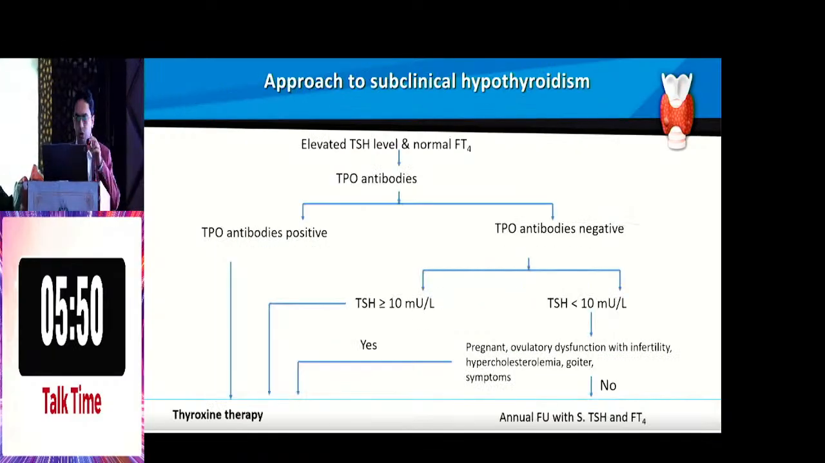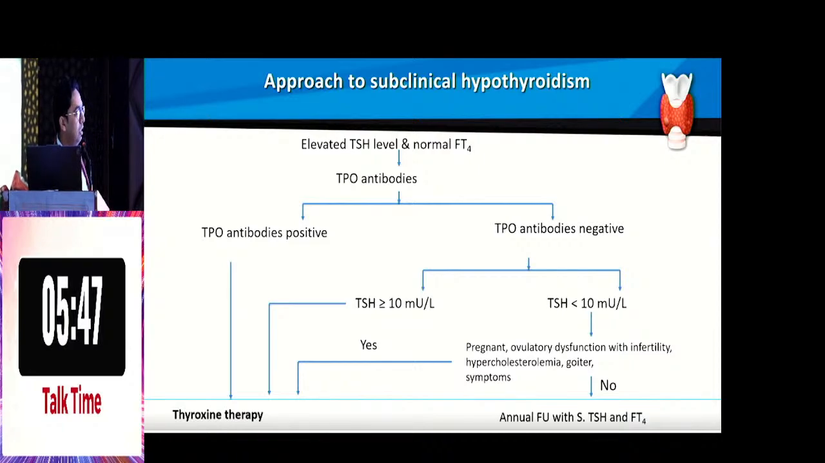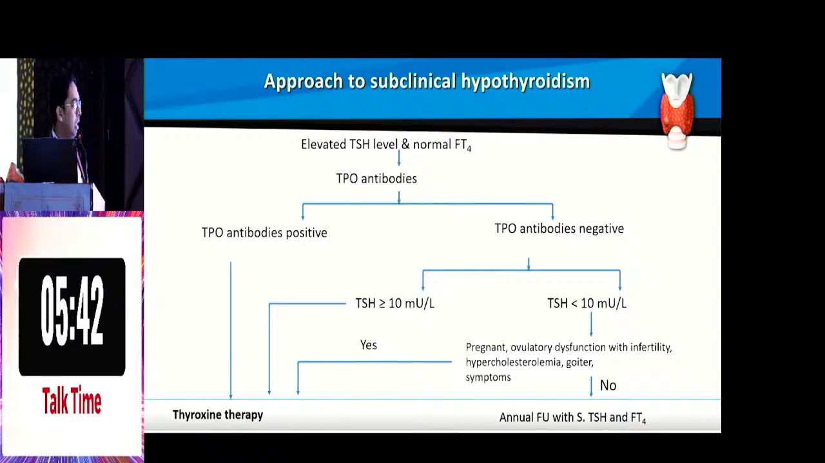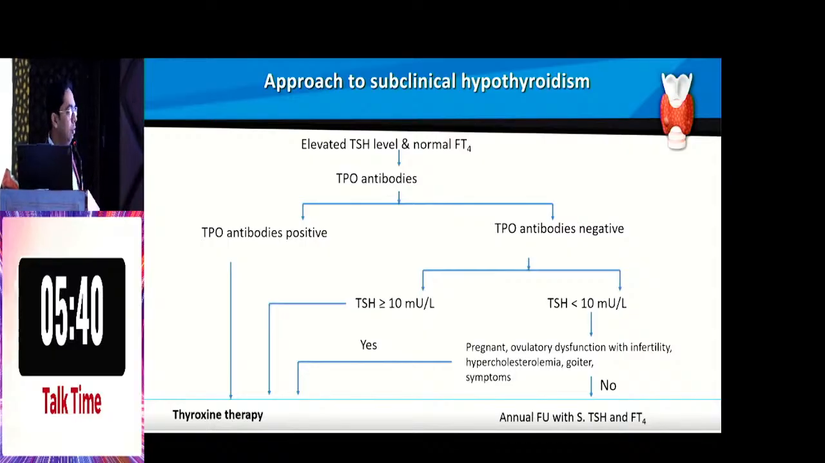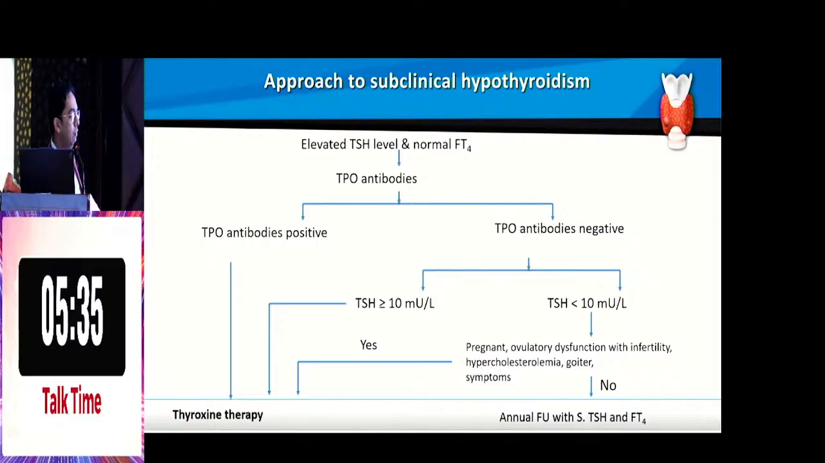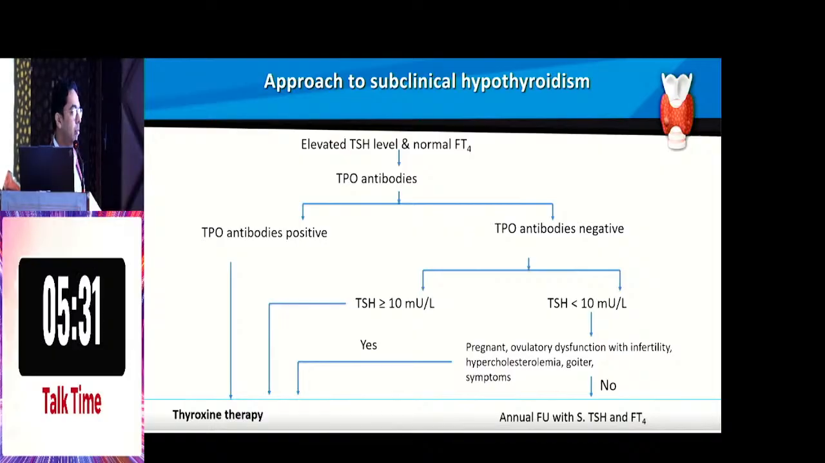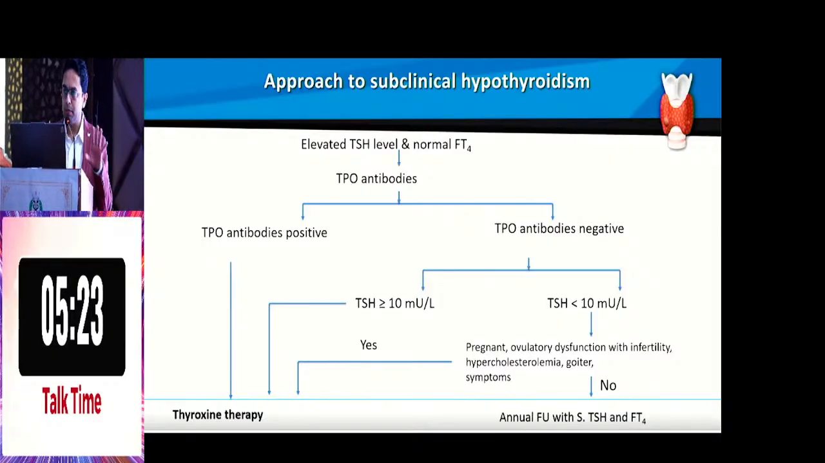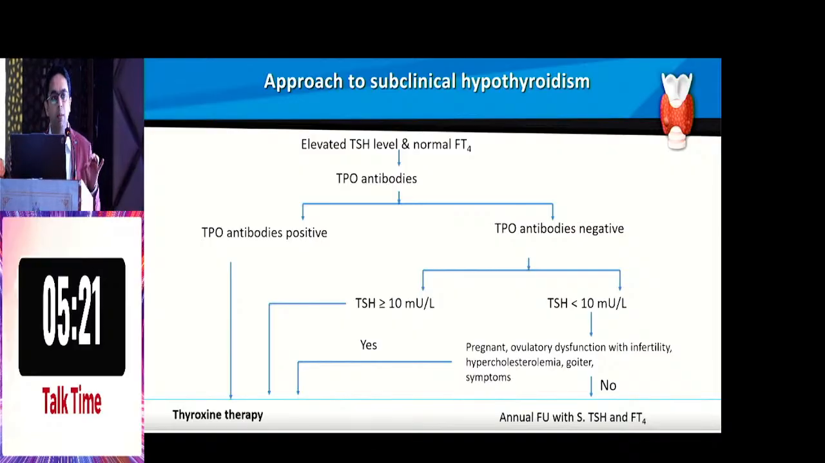So how to evaluate? You get T3, T4, TSH. If T3, T4 are normal with an elevated TSH, you get an anti-TPO. If positive, you treat. If negative, you see whether the TSH is more than 10. Most of the patients will require treatment. If it is less than 10, but the patient has some symptom, maybe some goiter, some infertility, maybe planning for pregnancy or pregnant, then you treat. Otherwise, you wait and watch and follow up. That's the basic algorithm. Again, you can take a picture. That's the basic concept of how you treat subclinical hypothyroidism.